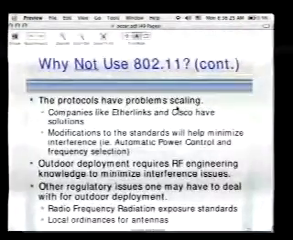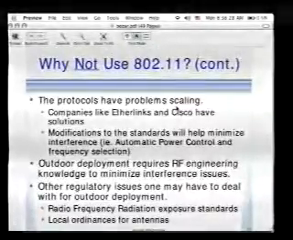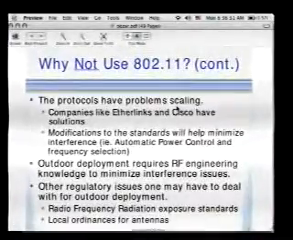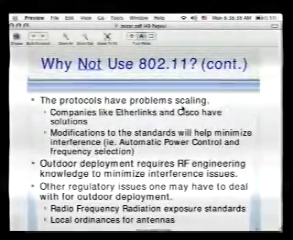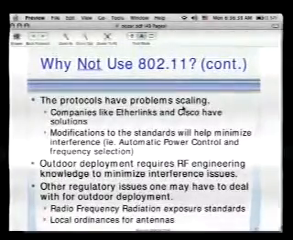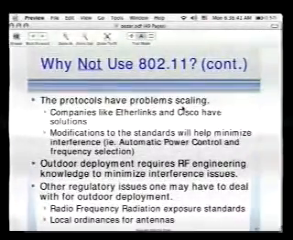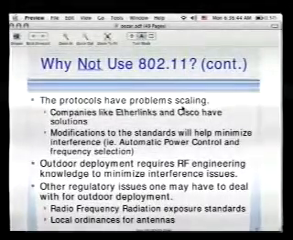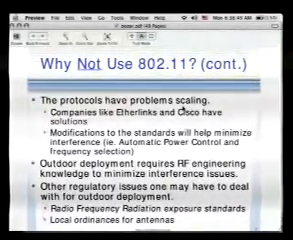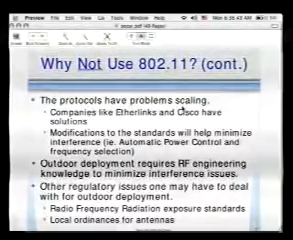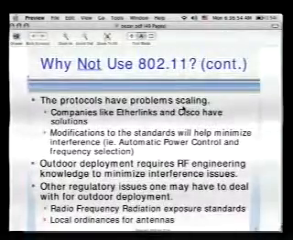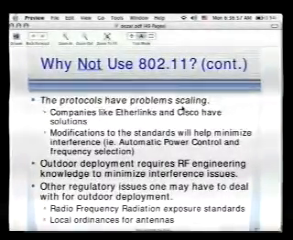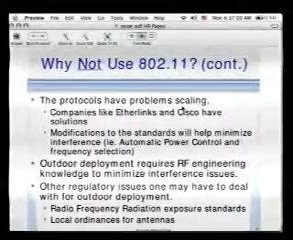Also, why not to use 802.11 in particular? The protocols have problems scaling. A lot of people are trying to solve that. A company called Etherlinks and Cisco have solutions by doing things like changing the ACK window times so that you can actually take these things for longer distances than what they were originally designed for, which was just minimal hundreds of feet. Modifications to the standards will help minimize interference. Also, automatic power control and frequency selection, one of which is called 802.11h, is mandated by the European Union, but is not here, unfortunately.